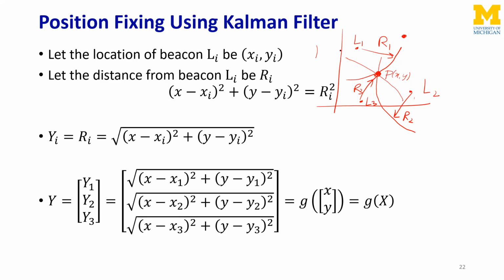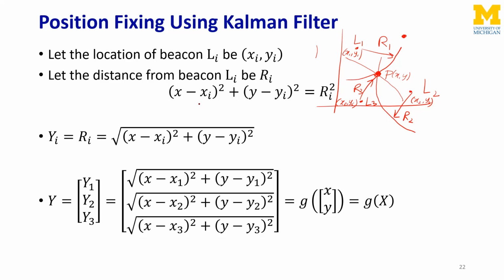We know what the position of beacon L1 is, which is X1, Y1. We know the position of L2, it is X2, Y2. And similarly, we know where L3 is, it's at X3, Y3. We measure R1, R2, R3, and we want our position, which is X, Y.